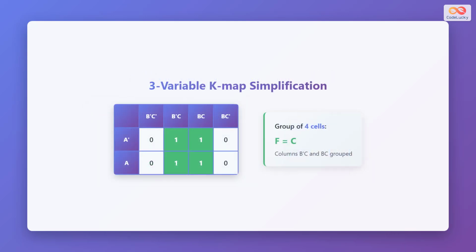Let's walk through an example of simplifying a three-variable K-map. In this example, we can group 4 cells vertically. The columns b prime c and bc are grouped together. This group of 4 cells simplifies to just c. The variable a is eliminated because it takes on both values, 0 and 1, within the group. So the simplified function f equals c. This demonstrates how K-maps can be used to simplify Boolean functions, leading to simpler and more efficient logic circuits.